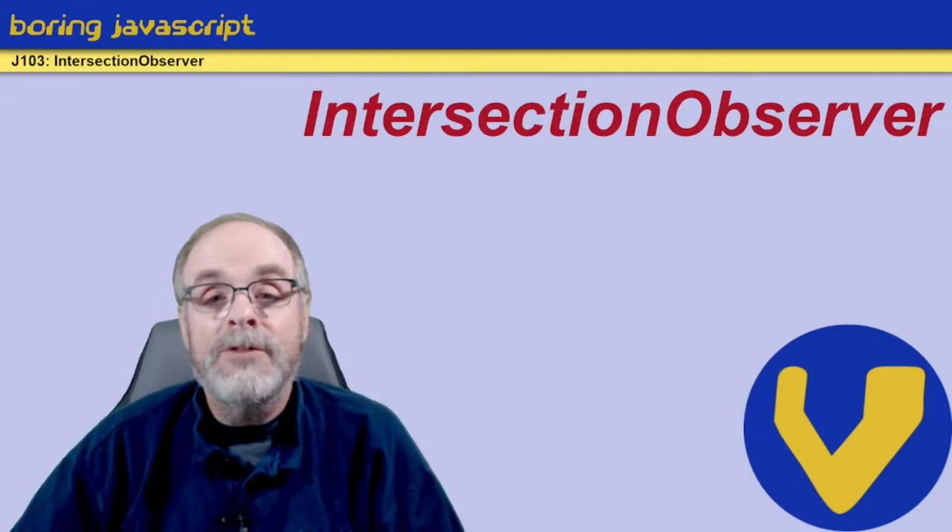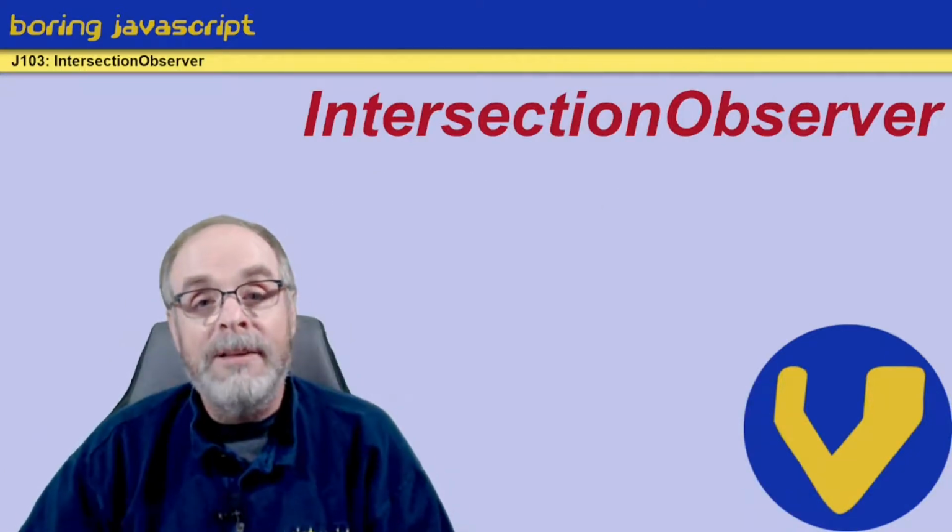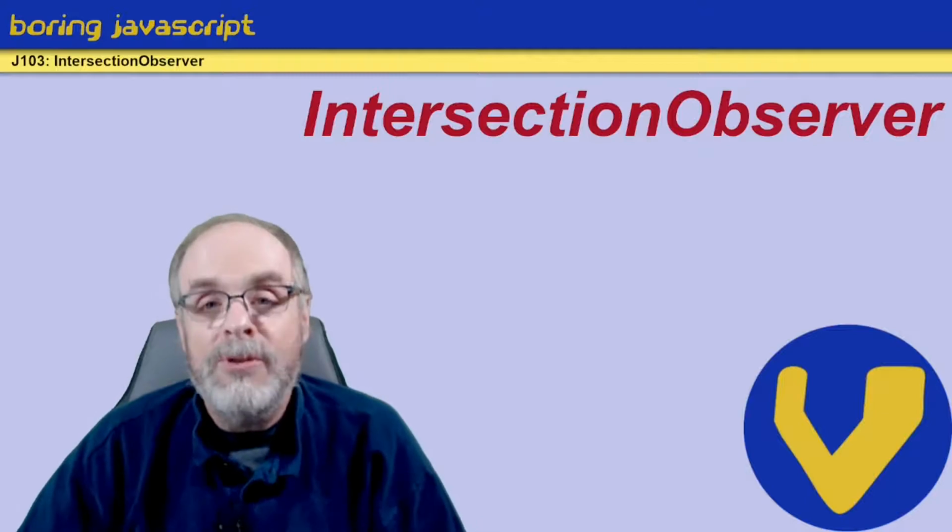Today we're going to be talking about intersection observers. Intersection observers observe when one particular DOM element intersects with another DOM element.